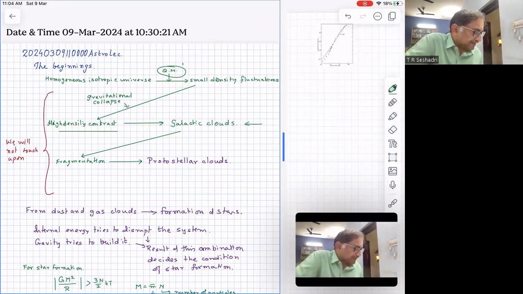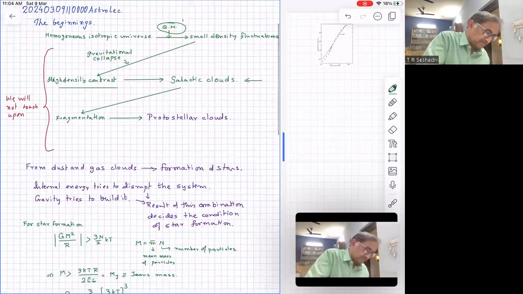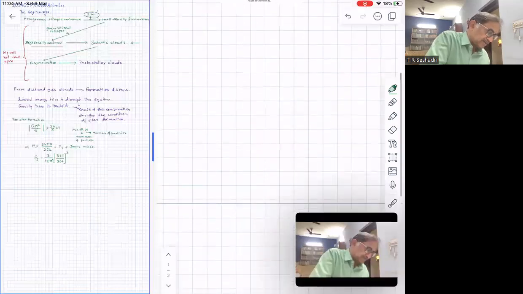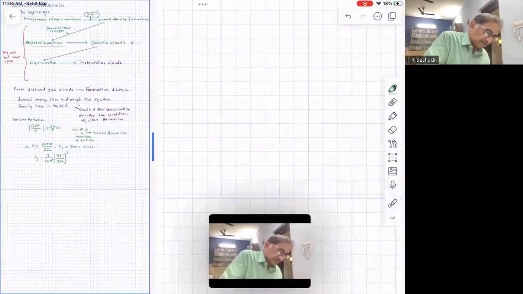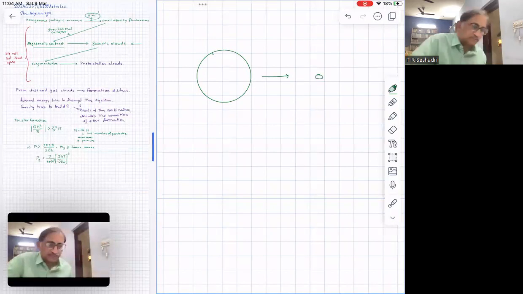Now, after the galactic clouds are formed, suppose you have a cloud which is exactly spherically symmetric, then of course the whole thing will just collapse into a small spherically symmetric large mass object. However, because of these quantum fluctuations which produce these density fluctuations, everything is not spherically symmetric.